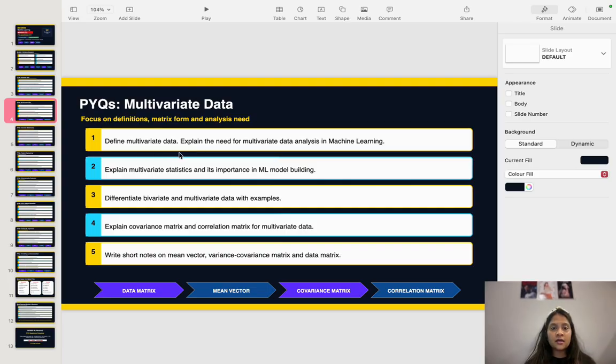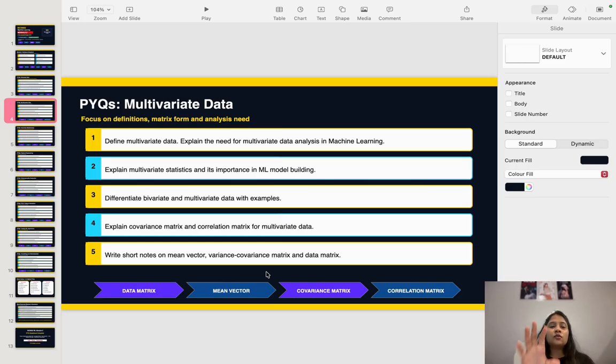Define multivariate data. Explain the need of multivariate data analysis in machine learning. Right? And next, explain multivariate statistics and its importance in ML model building. Differentiate bivariate and multivariate data with examples. Next, you can see the fourth question: explain covariance matrix and correlation matrix for multivariate data. And the fifth one is write short notes on mean vector, variance, covariance matrix, and data matrix. So these are the questions related to multivariate.